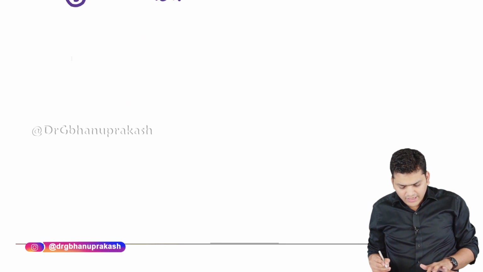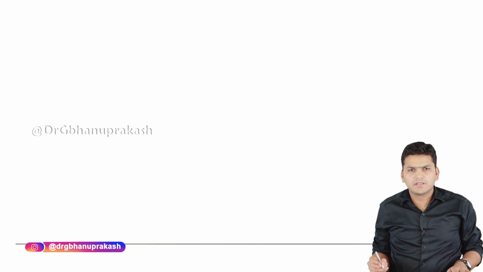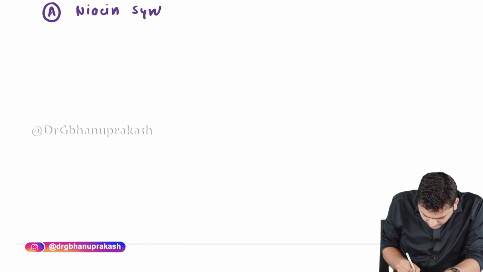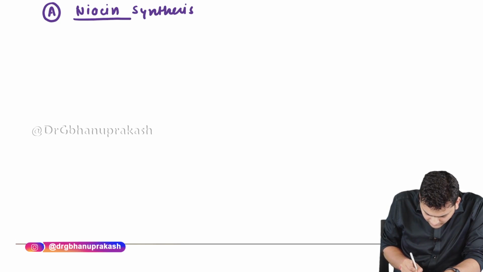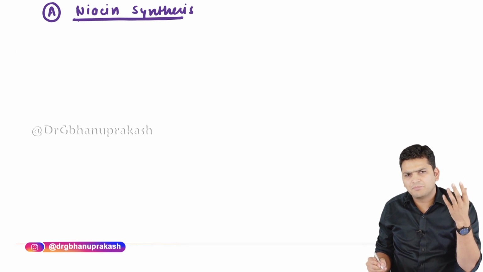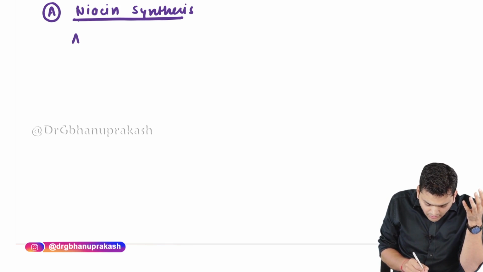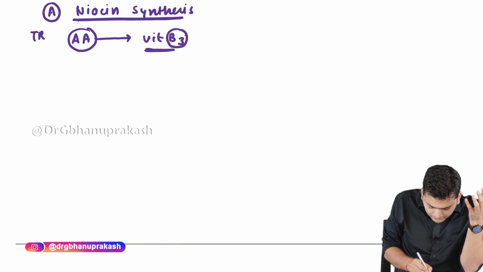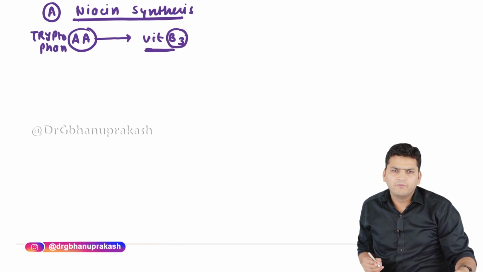So now we are going to see how all three are synthesized, starting with the first one, niacin synthesis. Niacin means vitamin B3. How can an amino acid convert into a vitamin? It's itself an MCQ: which amino acid can convert into a vitamin? The answer is tryptophan, because it can convert into vitamin B3.